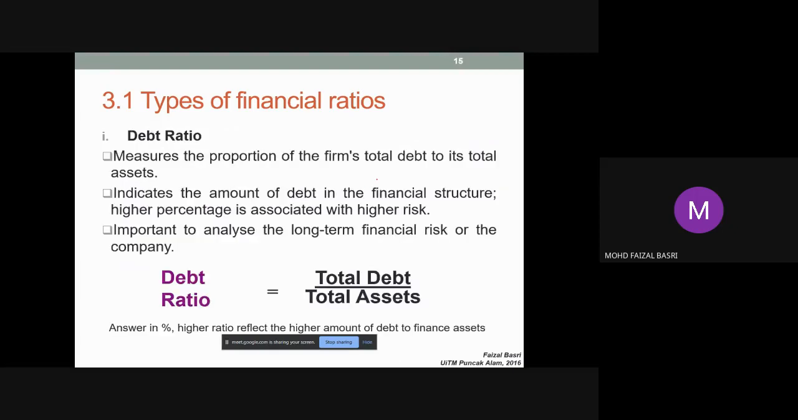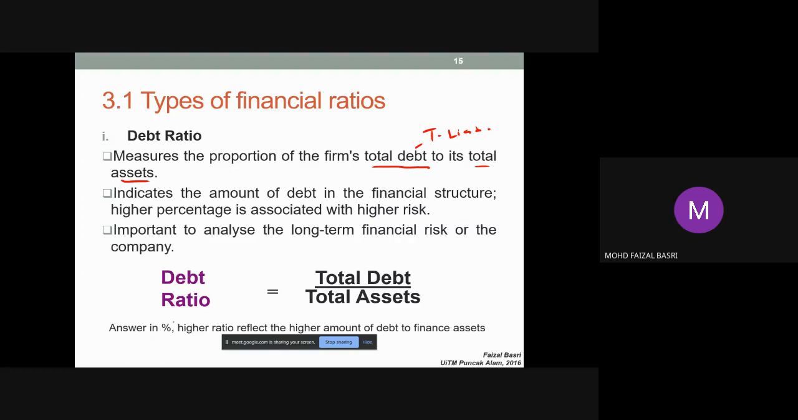So the debt ratio measures the proportion of the firm's total debt, again total liabilities, to its total assets. Both items can be found in the balance sheet, or the statement of financial position of the company. It indicates the amount of debt in the financial structure, so here we can see which is bigger, the debt or the equity. This is important to analyze the long-term financial risk of the company. As I said, the alternative name is debt to assets, so the formula is total debt divided by total assets.